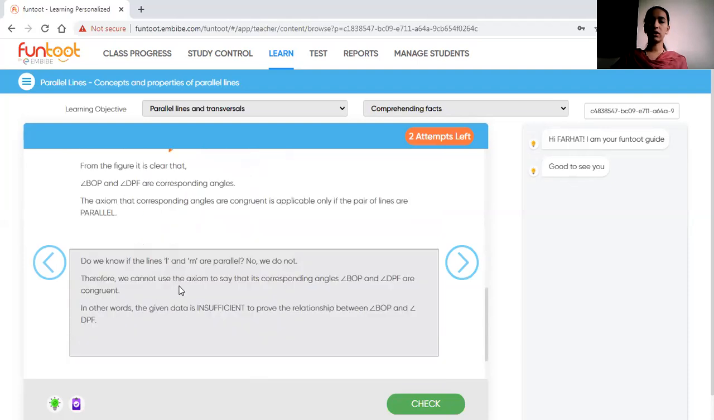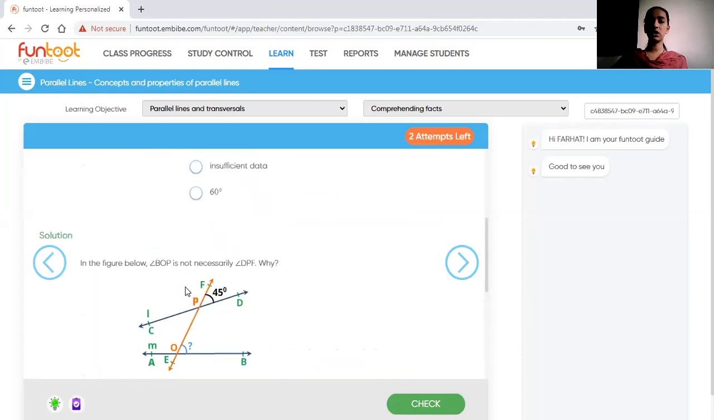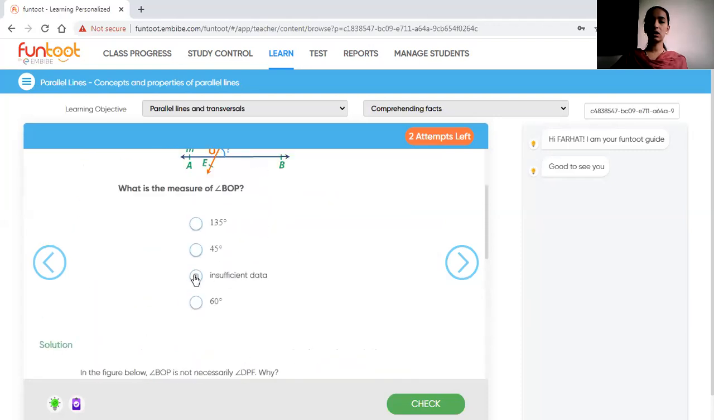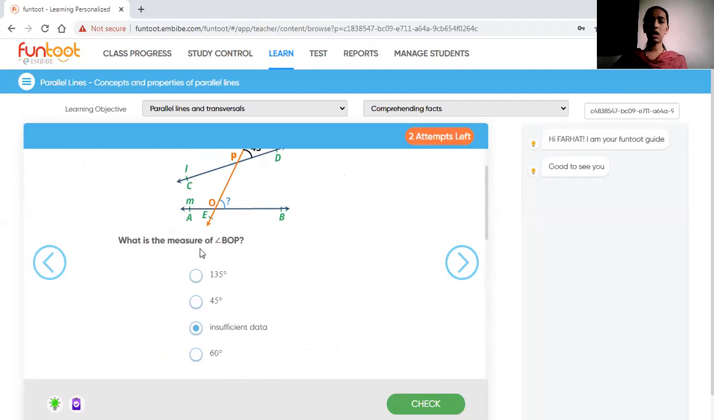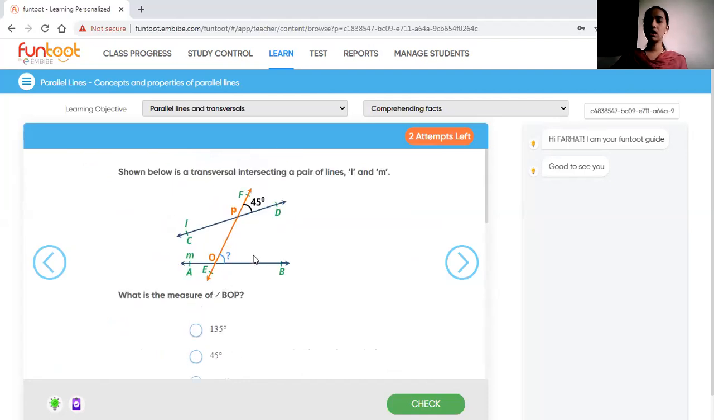Okay, students, therefore we cannot use that axiom that both are congruent. In other words, the given data is insufficient. So write the correct option: insufficient. When you see this type of figure, always check whether both lines are parallel or not. If they are parallel, then the corresponding angles are equal. In the figure you can see this is 45, but this is not seen as 45. So this data is insufficient for our answer.